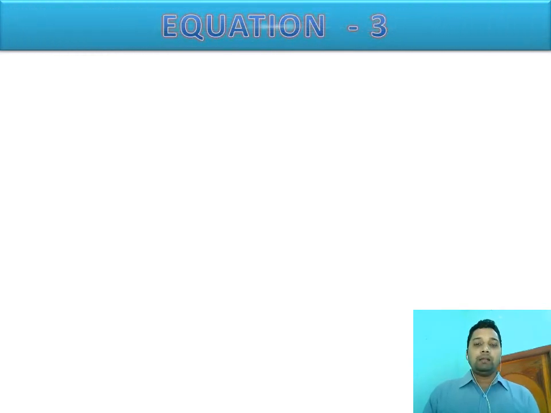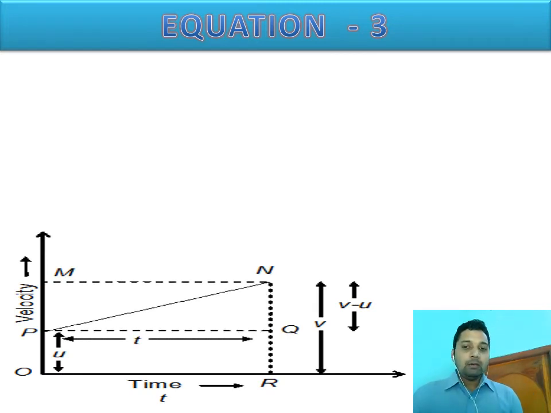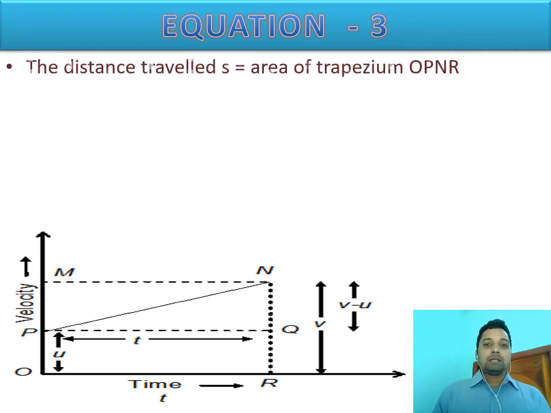Third one. If we come to the third equation, which is V square equals U square plus 2AS, by using the same graph we can find this equation. If we take the same graph, we again take the area of trapezium OPQR. Distance traveled S, or displacement of the body S, equals the area of trapezium OPQR.